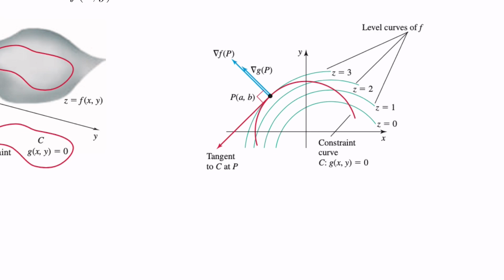Now we're going to make one more observation from this particular figure. That is, the constraint curve C is just one level curve of the function z equal to g of x comma y.